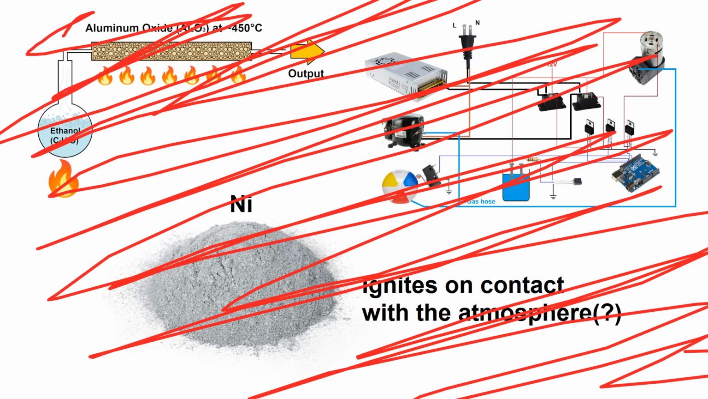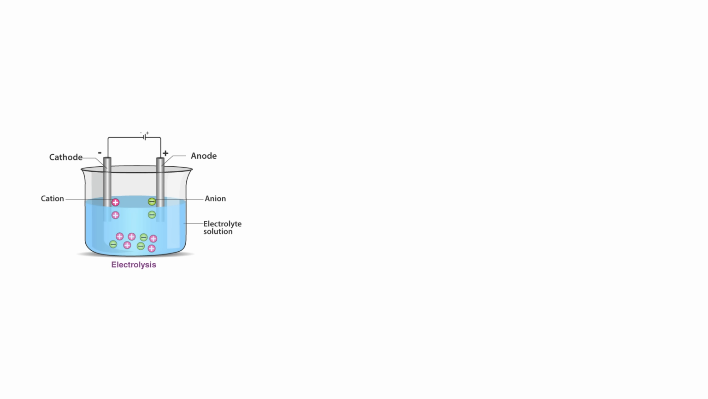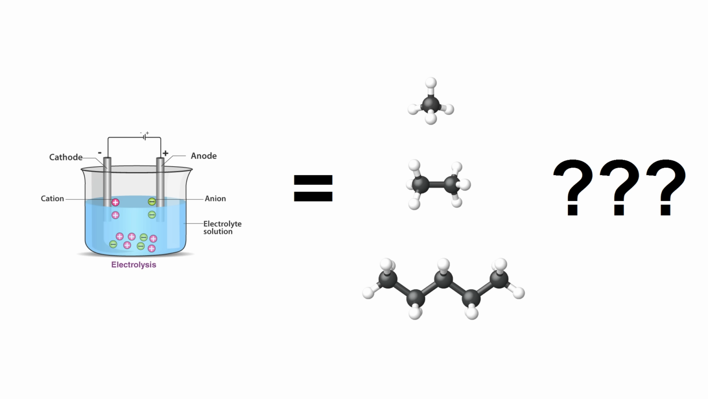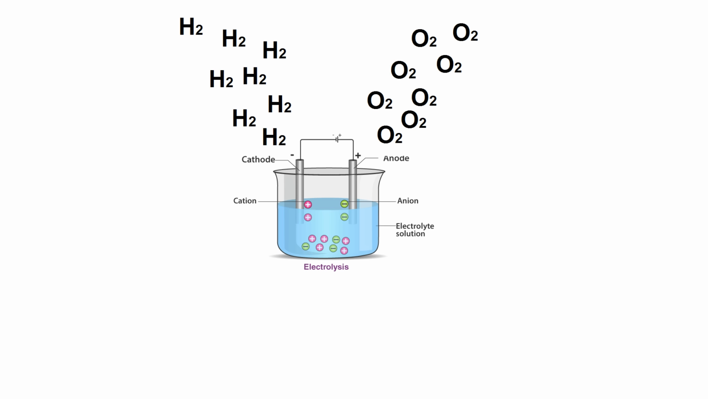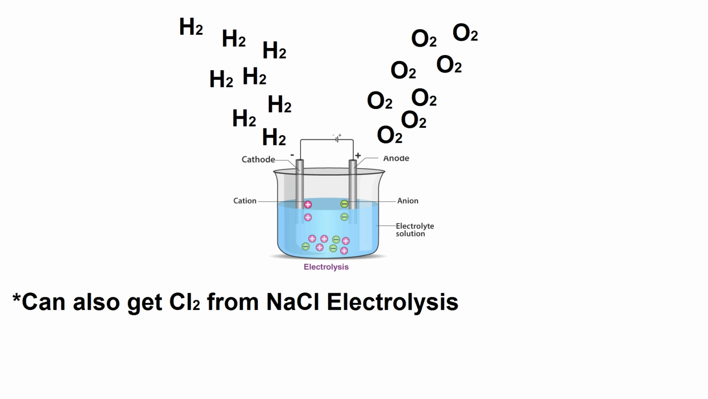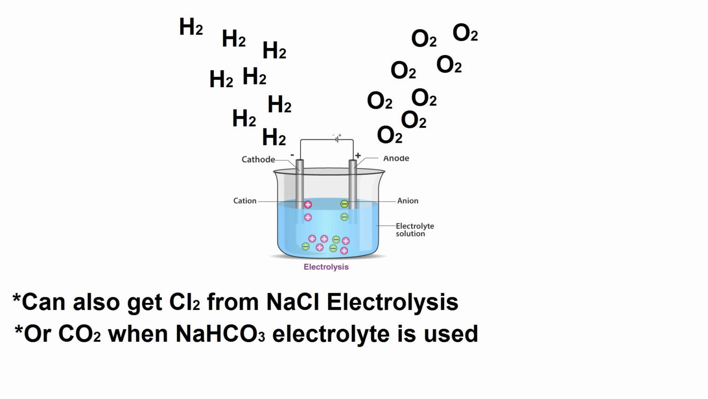The other way is through electrolysis. Now you may be wondering how the hell you get a hydrocarbon molecule from electrolysis, and to be honest, I'm still wondering the same thing, but it does work. So usually when you pass a current through some aqueous solution, you get hydrogen on the cathode and oxygen on the anode. Sometimes you can get other weird stuff too, depending on the pH and the electrolyte substance, like chlorine on the anode from saltwater electrolysis or CO2 from using baking soda as an electrolyte.